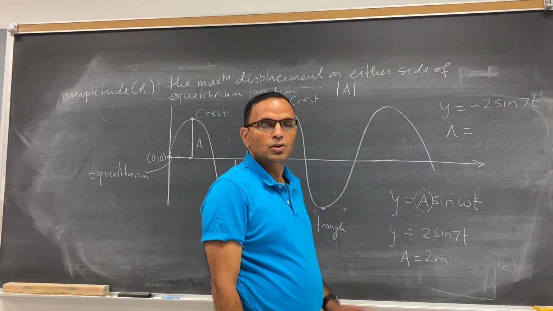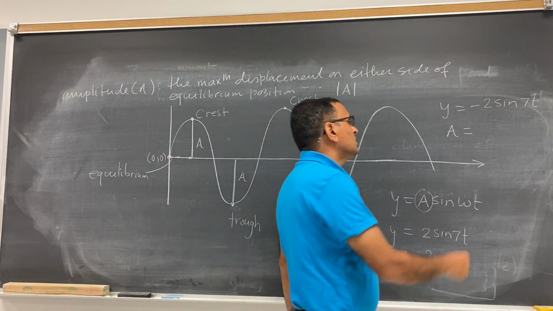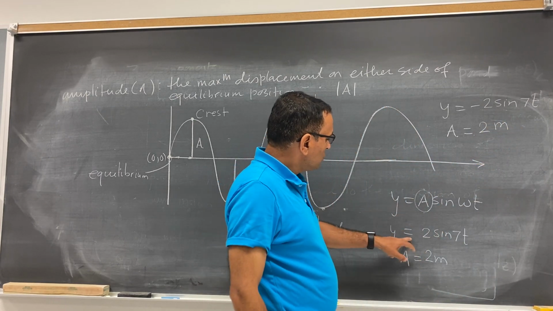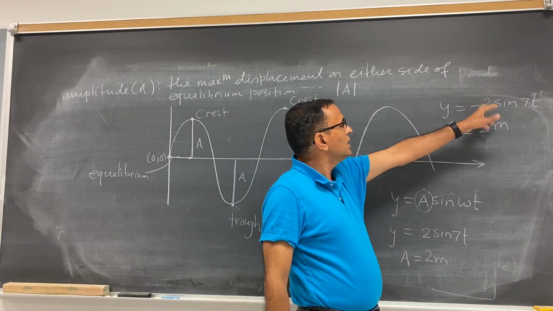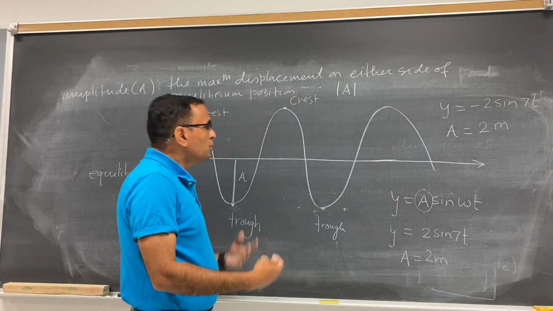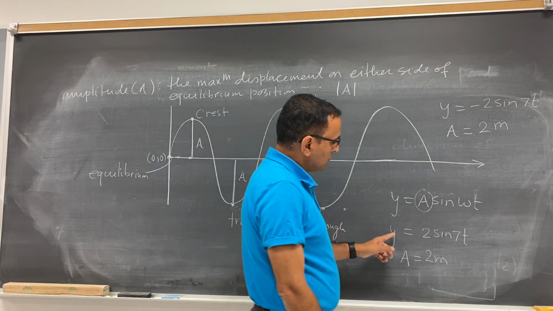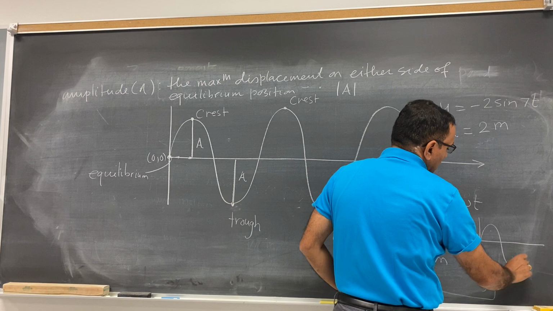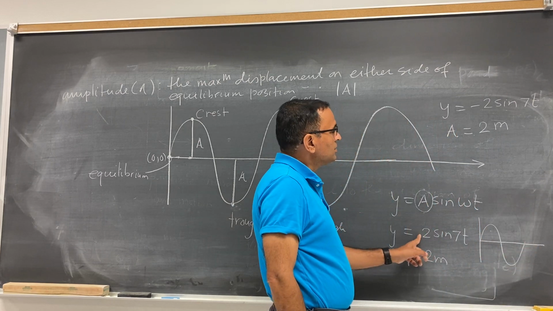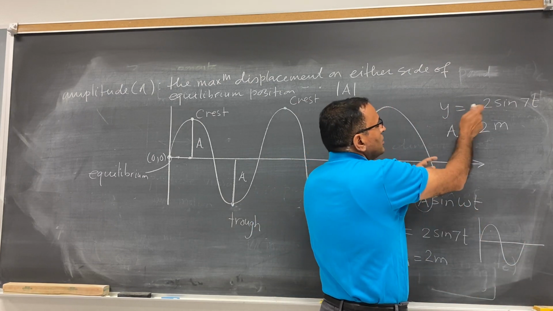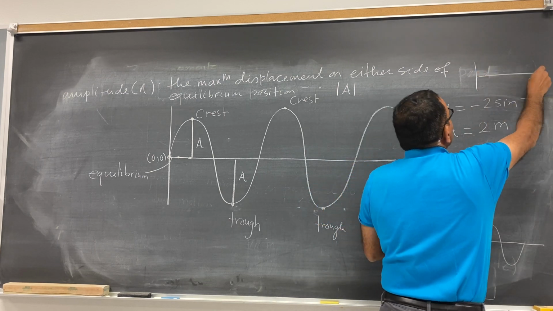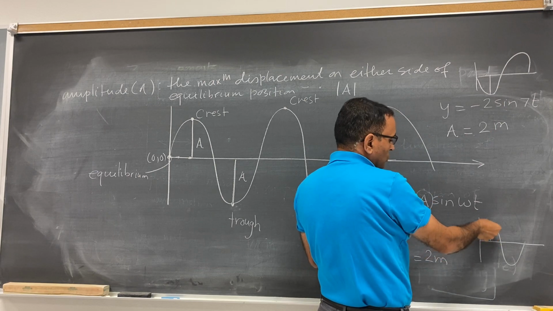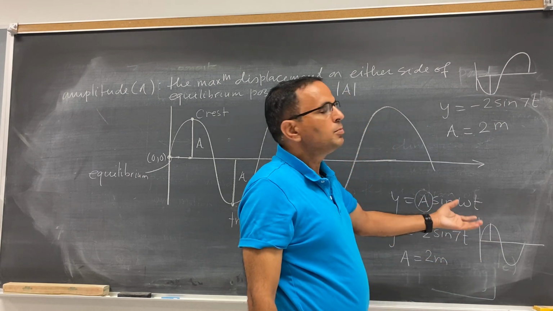Negative 2? No, I told you amplitude is always positive. Here also amplitude is 2 meter. But for the equations y equal to 2 sin ωt and y equal to negative 2 sin ωt, how do you plot them? If you plot 2 sin ωt, with amplitude 2, first you have to go up like this, it is positive. If it is negative 2 sin ωt, in this case first you have to go down. This is 2, here this is 2.